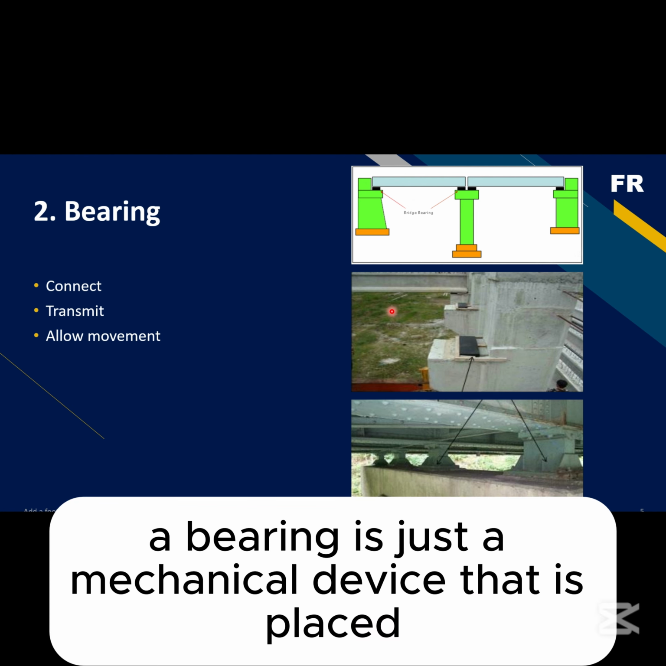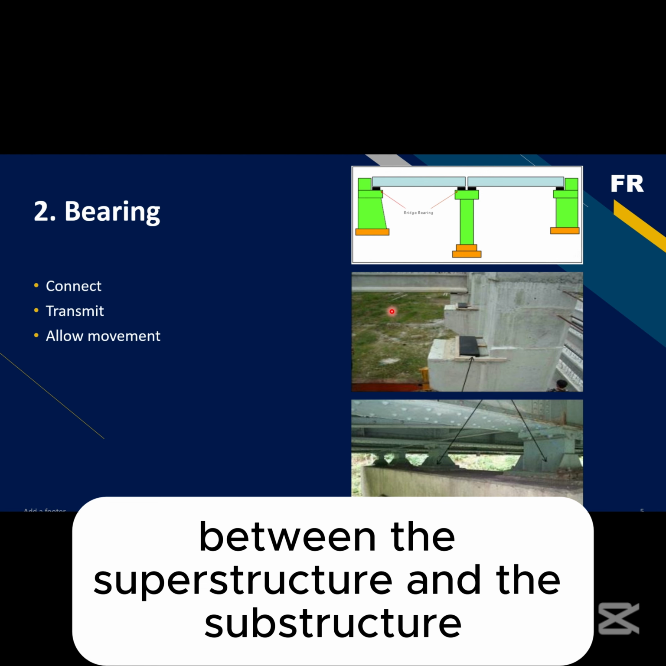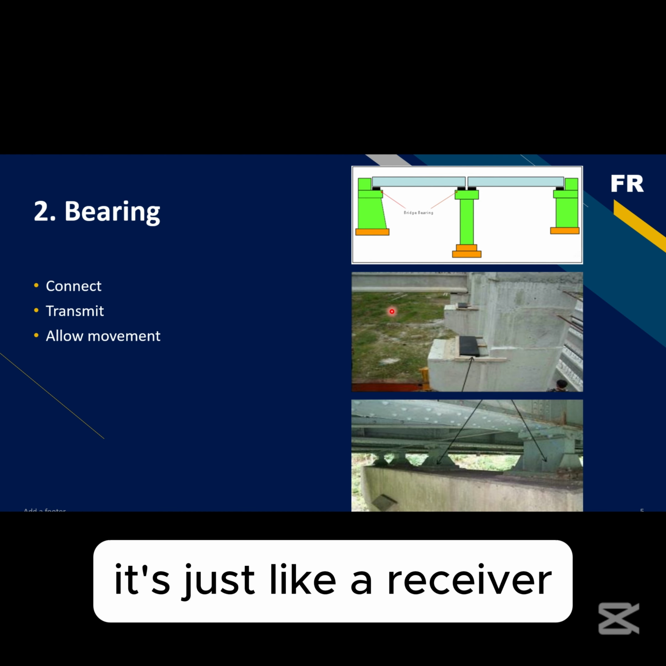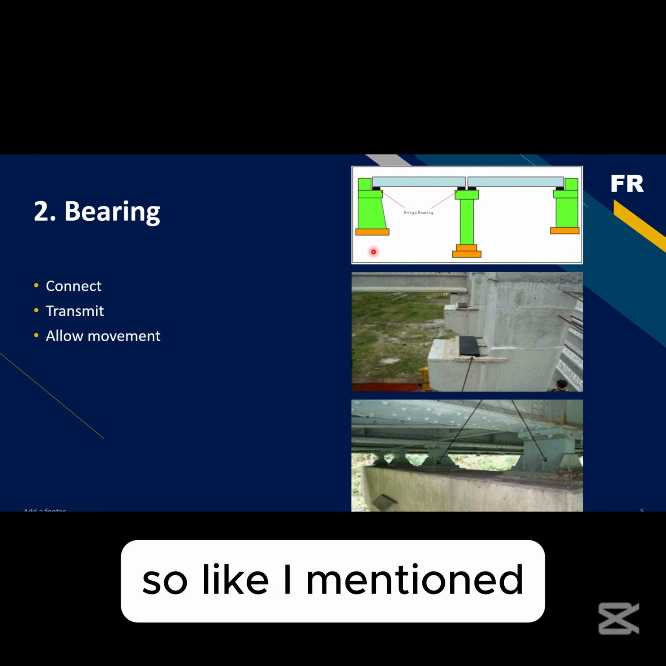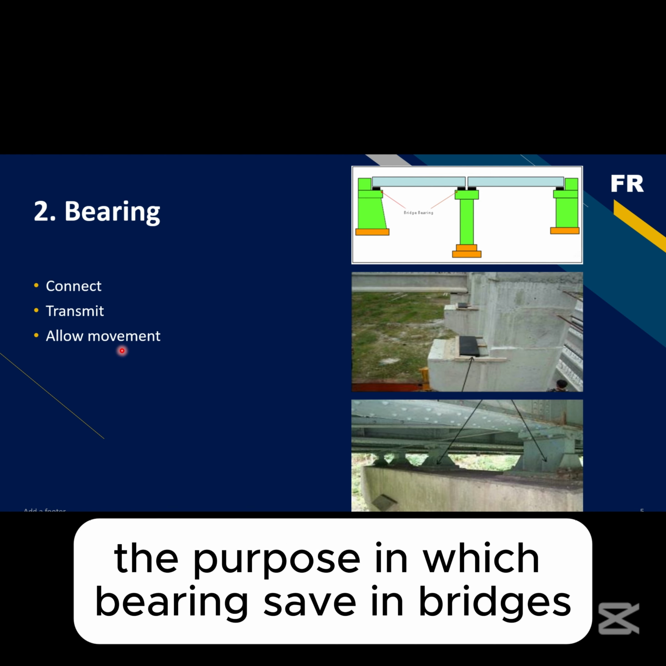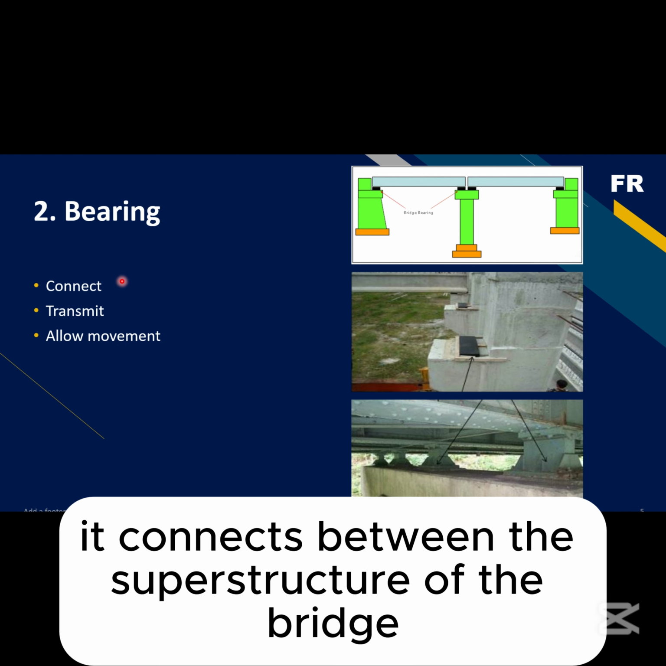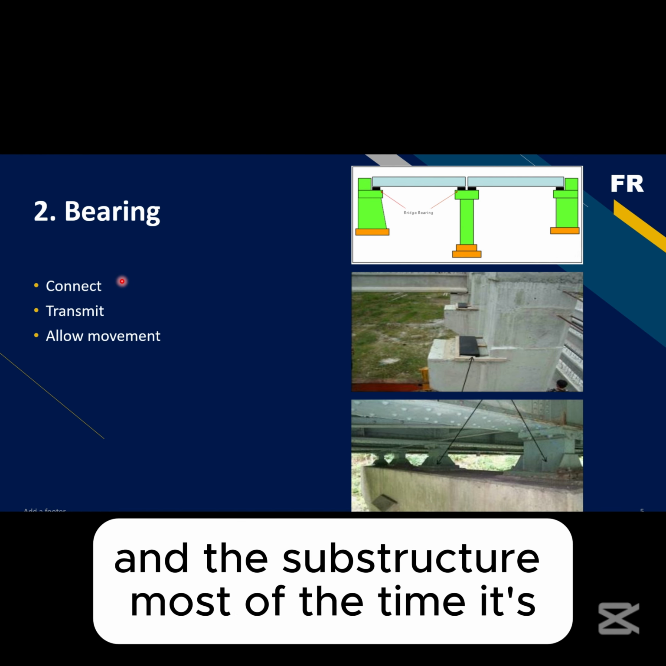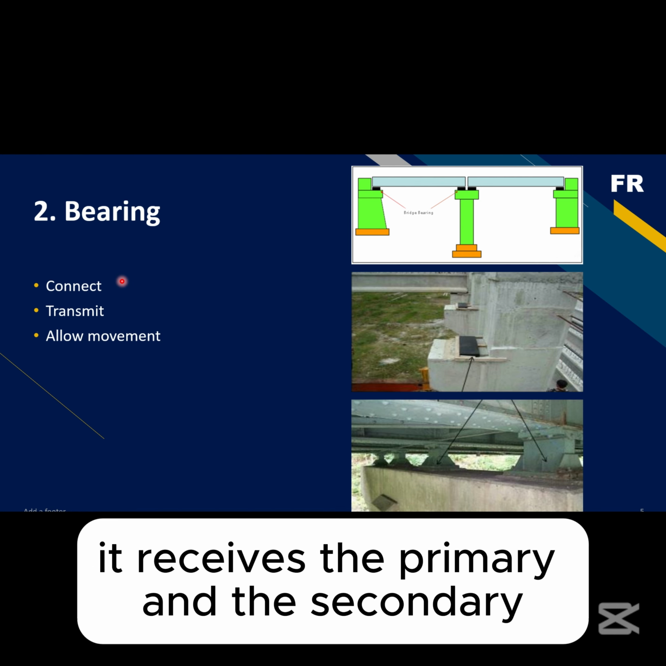A bearing is just a mechanical device that is placed between the superstructure and the substructure. It's just like a receiver. So like I've mentioned, there are three main purposes that bearings serve in bridges. It connects between the superstructure of the bridge and the substructure. Most of the time it receives the primary and the secondary supporting member.